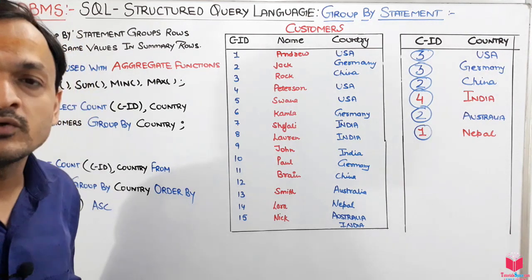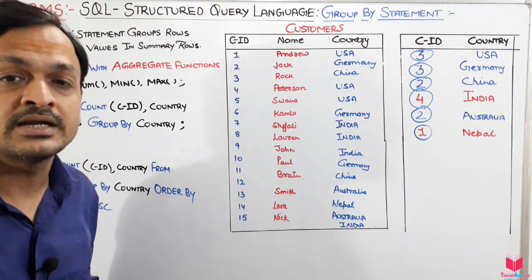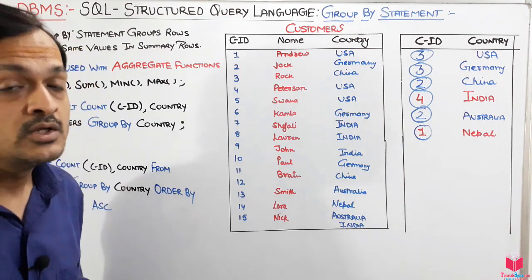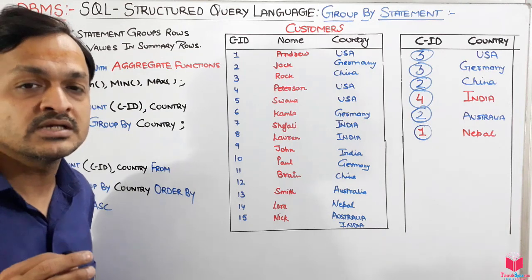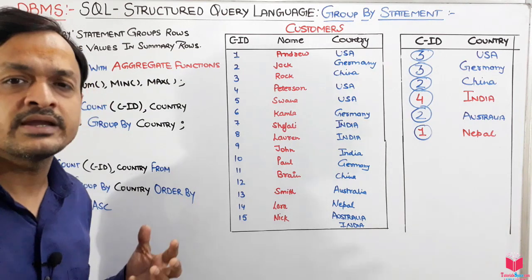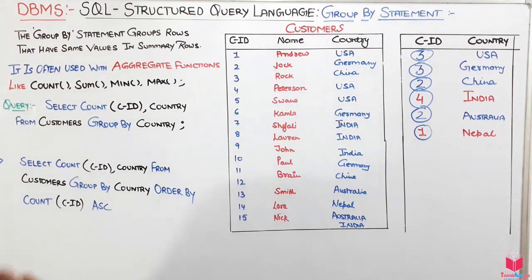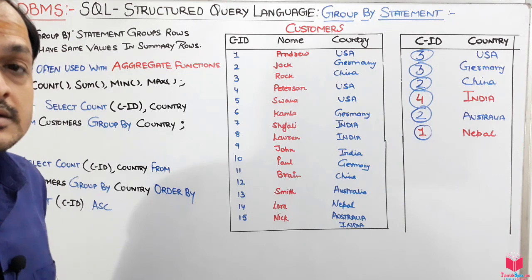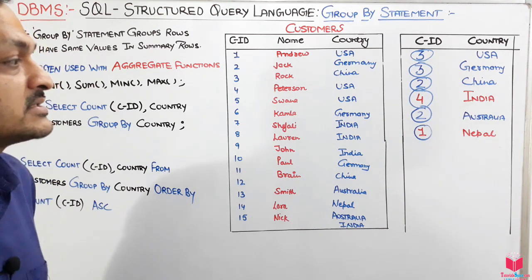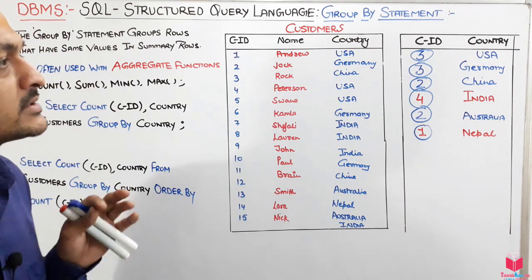In the next video, we will start stored procedures, which are an important part of SQL. The remaining topics like HAVING and EXISTS we will discuss later. First we will discuss the important topics: stored procedures, triggers, then functions. There are many functions as well. So we will go for stored procedures.